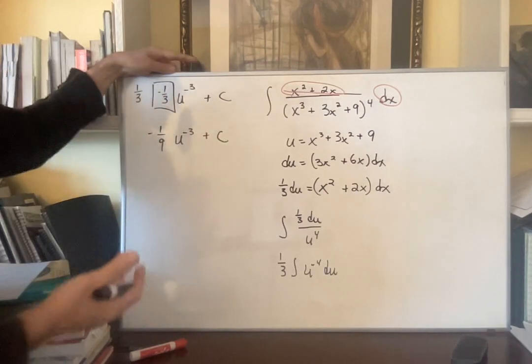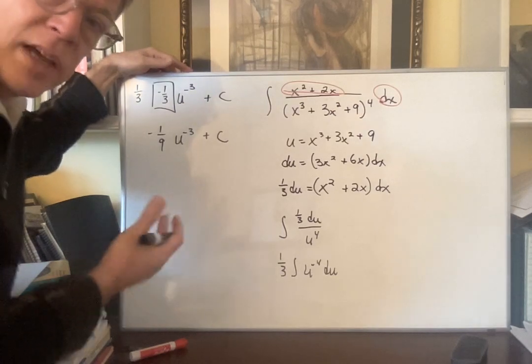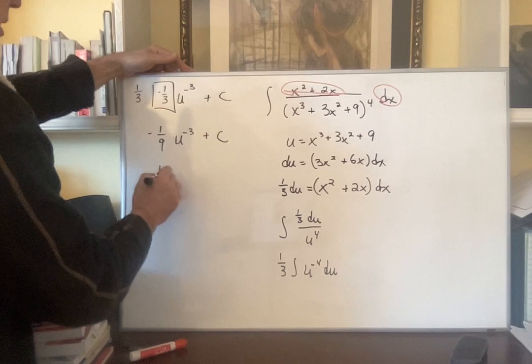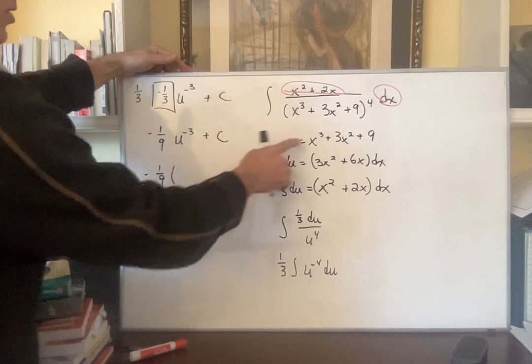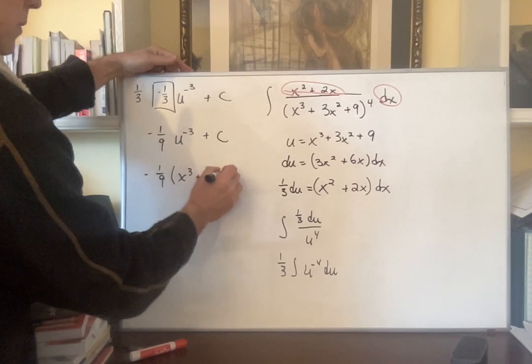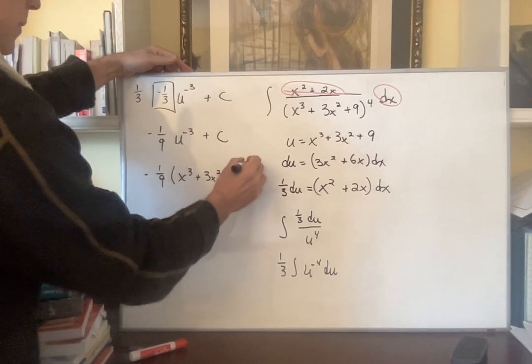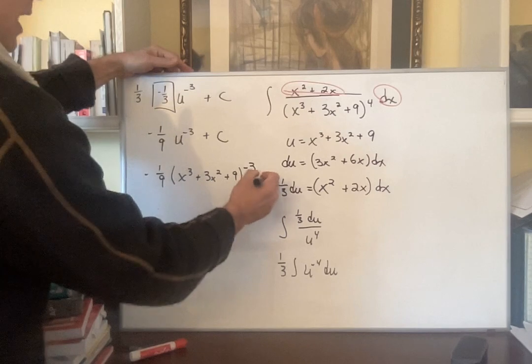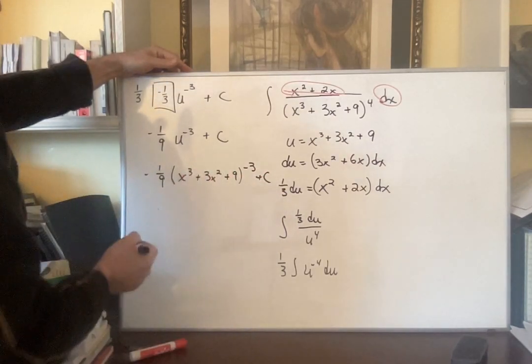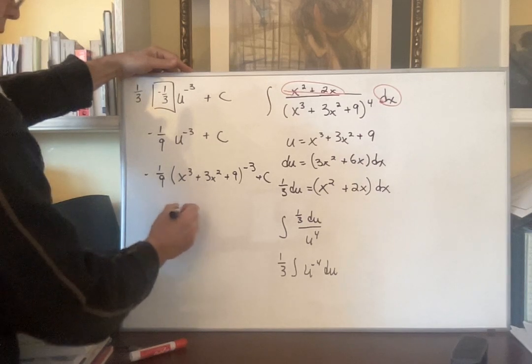But don't leave it like that, right? You always want to put it back into terms of the x's. So we're going to have -1/9, and then u is this mess, plus c. And if I really wanted to, this might be the answer on the multiple choice, probably they would do something like this.